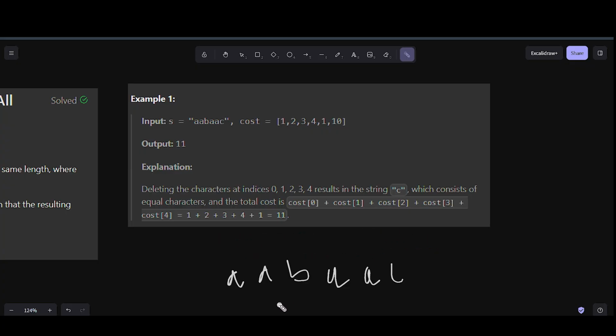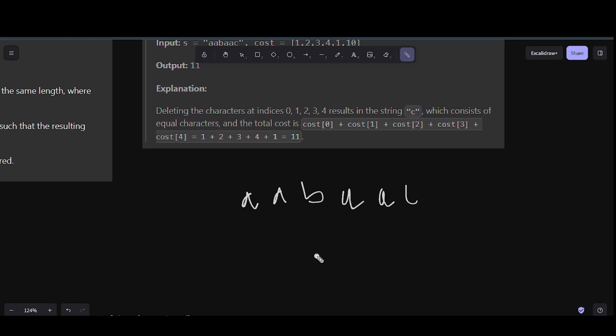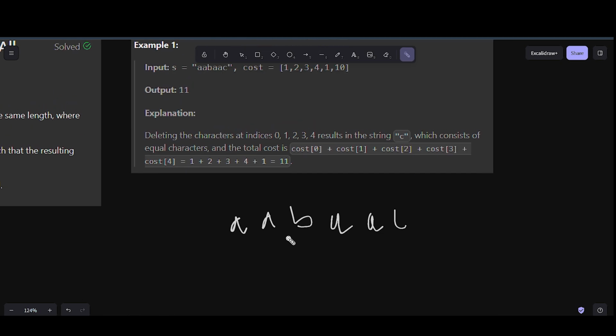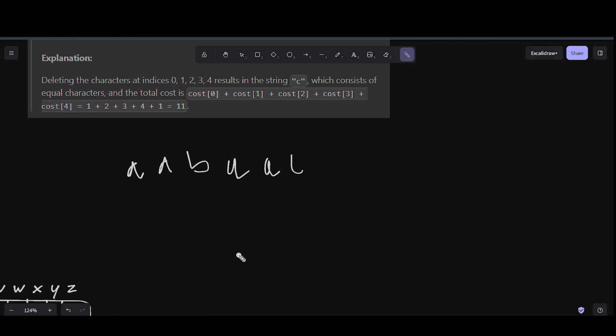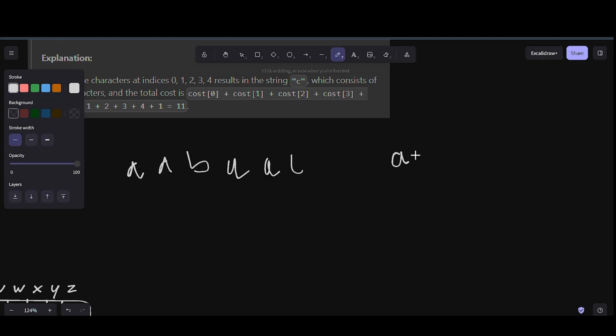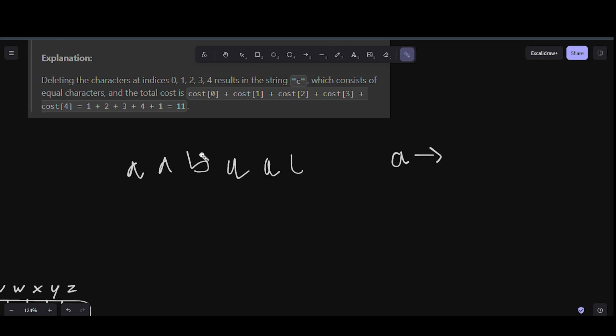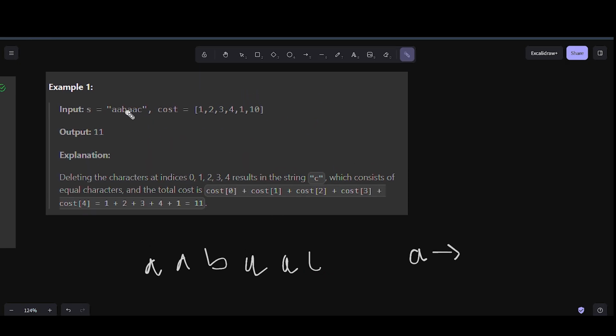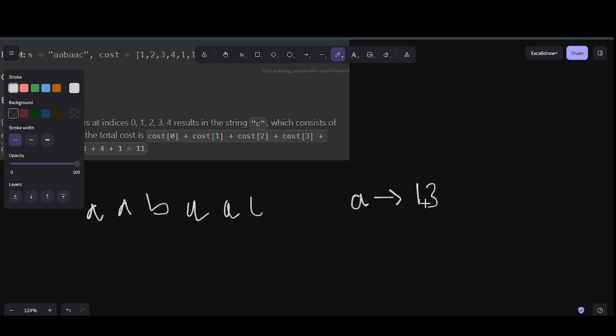We have to return the minimum cost. Whether we keep a, b, or c, we have to return the minimum cost, so we should choose the character that costs the least. Let's suppose we want to keep only a. To do that, we have to remove the b and c. If you come here, the cost of b is 3 and the cost of c is 10, so it comes to 13. We have to pay 13.